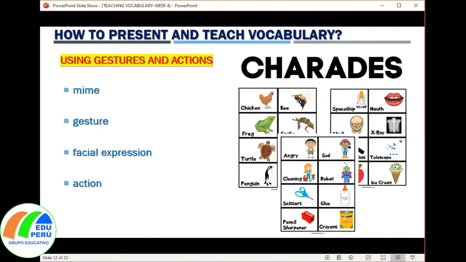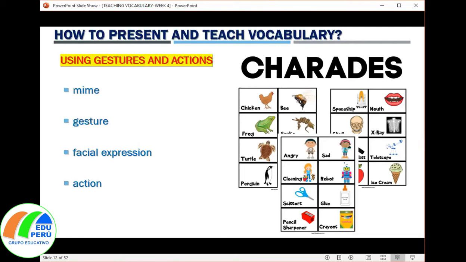For example, in Spanish, I use this strategy a lot. When I talk about verbs, I separate my class into 2 or 3 groups, and one volunteer is the leader. This person is going to make some gestures, and the other members of the group are going to guess what the word is.